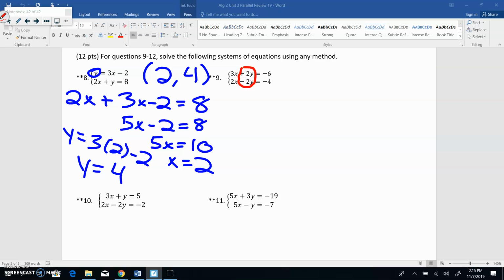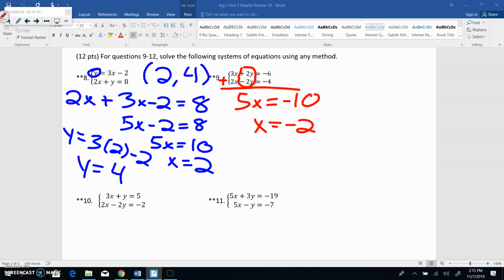So I'm going to go ahead and just add straight down my columns here. So I have 3x plus 2x. That gives me 5x. Okay? 2y plus negative 2y. That is my elimination. That is 0. Okay? And finally, I have negative 6 plus negative 4, which should give me negative 10. So x, as we solve here, is negative 2.